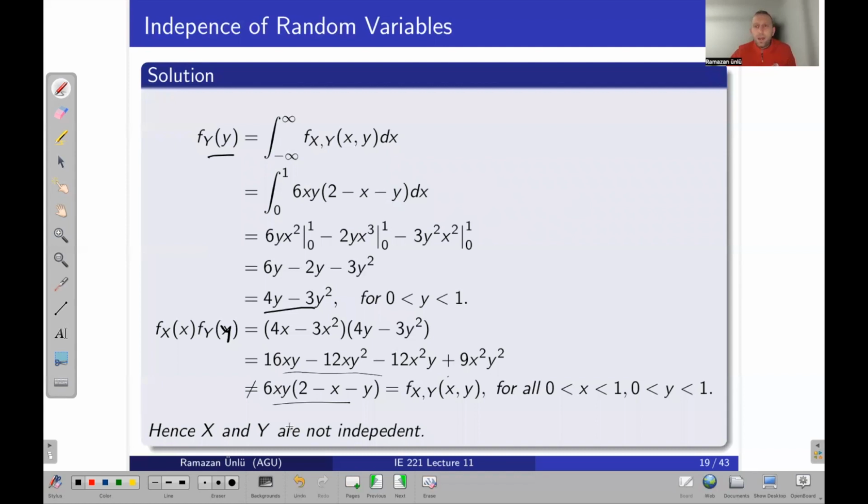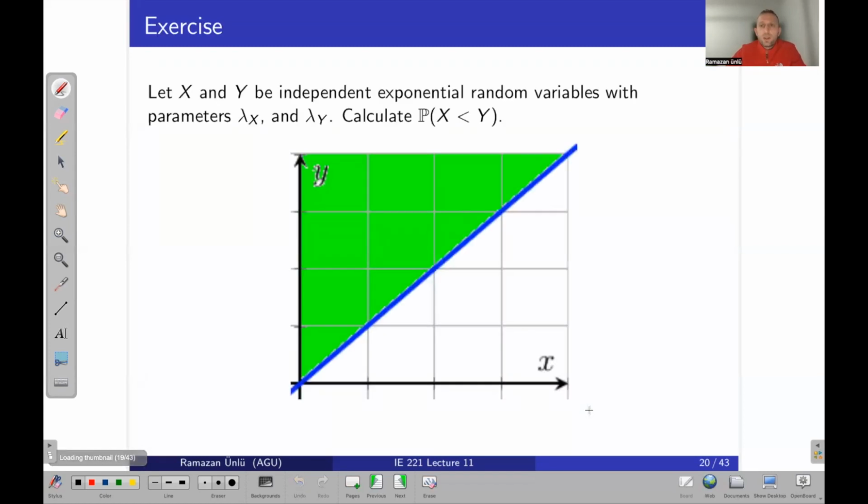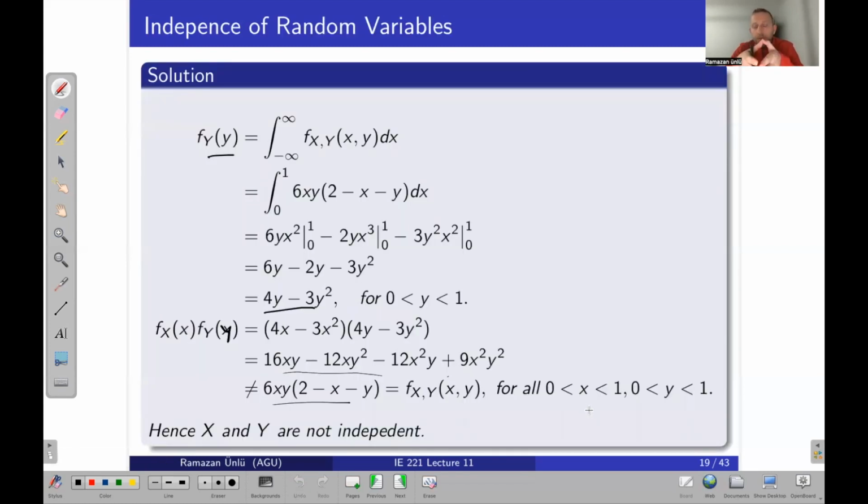So X and Y are not independent because they don't satisfy these equalities for every pair of X and Y. Okay, so that is how we can check the independence of two random variables. That is the end of part 4, and I will see you in the next part.